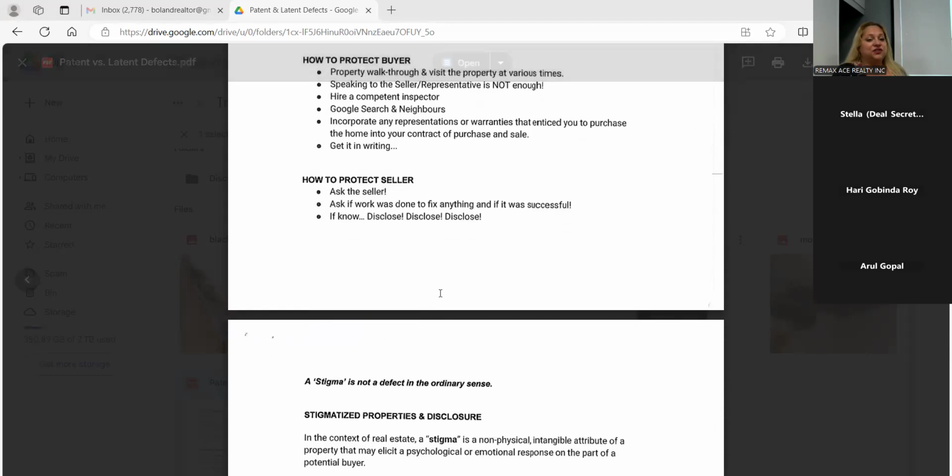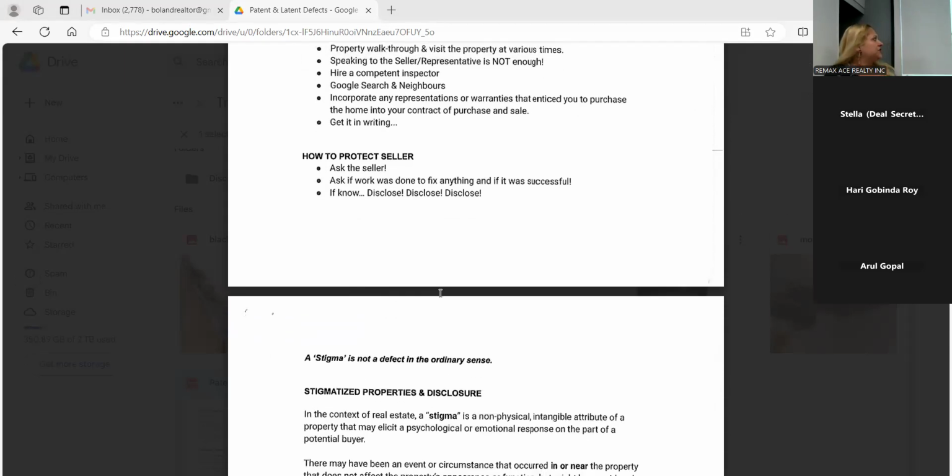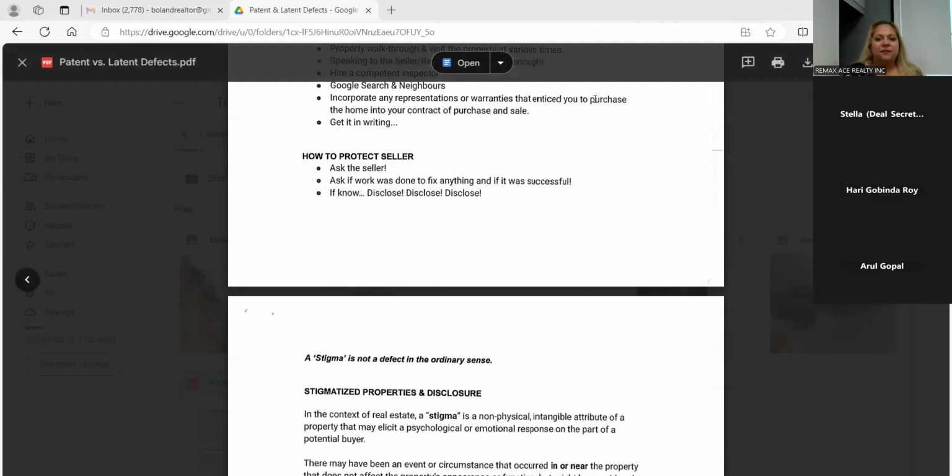So, how do you protect your sellers from getting in trouble with purchasers? You're going to ask your seller all the questions, ask if work was done to fix anything and was it successful. And if they know, disclose, disclose, disclose. So, disclosure is always best, right? They have that SPIS form. Have you guys ever looked at it in our forms? The seller property information sheet.